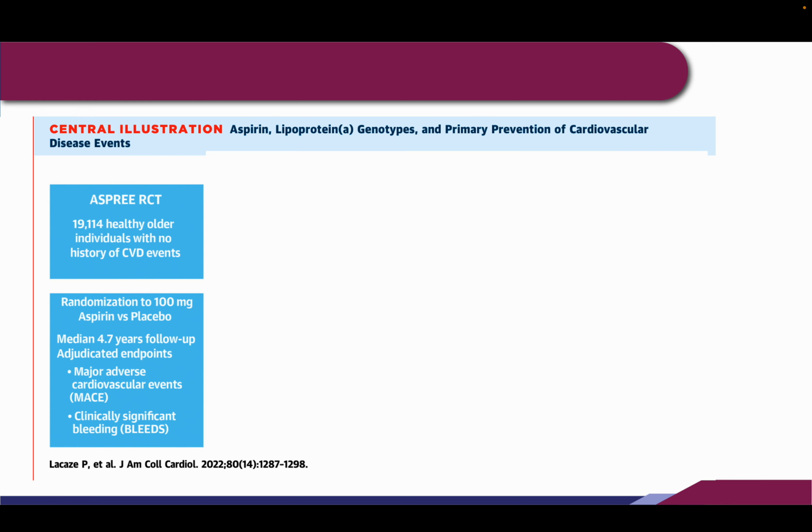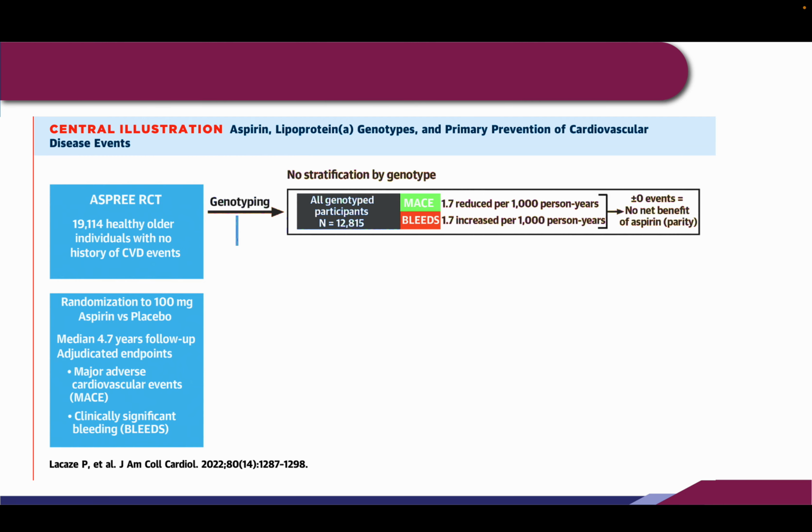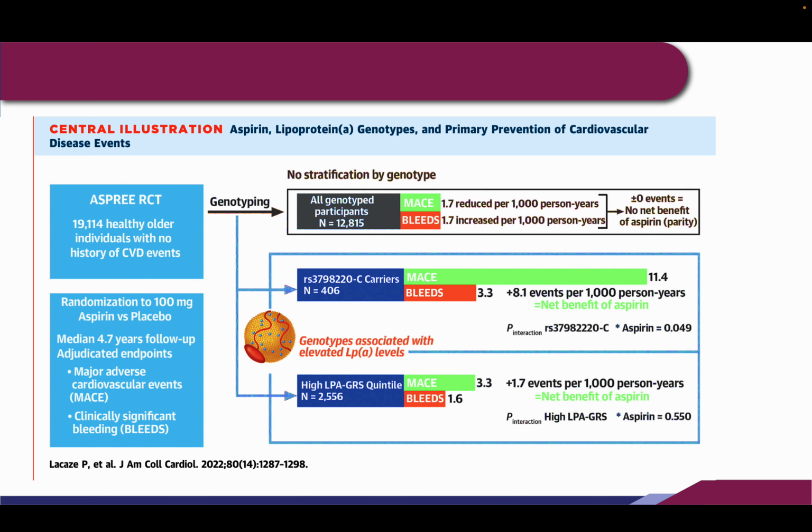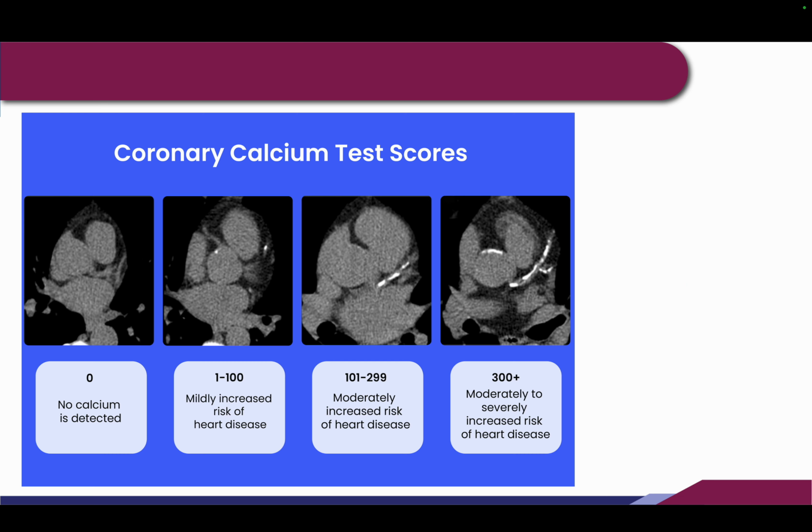Now, the second aspect is that once you have high LP little a, you should add an aspirin for that patient. And this trial very elegantly demonstrates that in patients who have normal LPA, the prevention of cardiovascular risk and the bleeding incidence are the same if you use aspirin. But in case the LPA is high, the bleeds are less, but the benefit is more. So in this category of patients, you can use aspirin along with the statin.